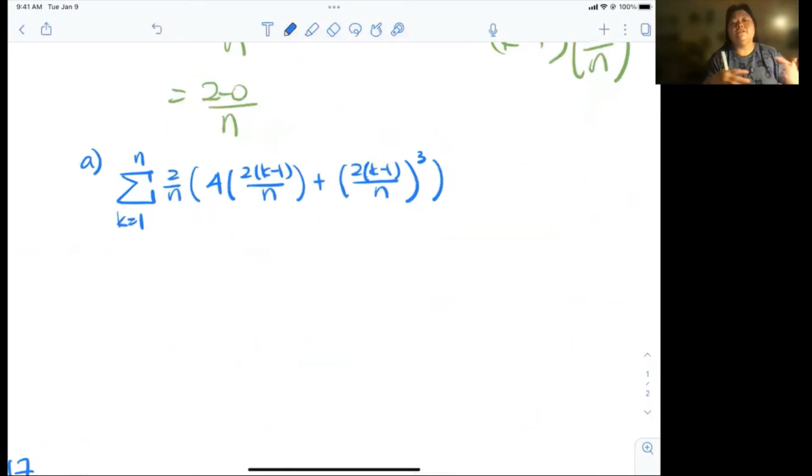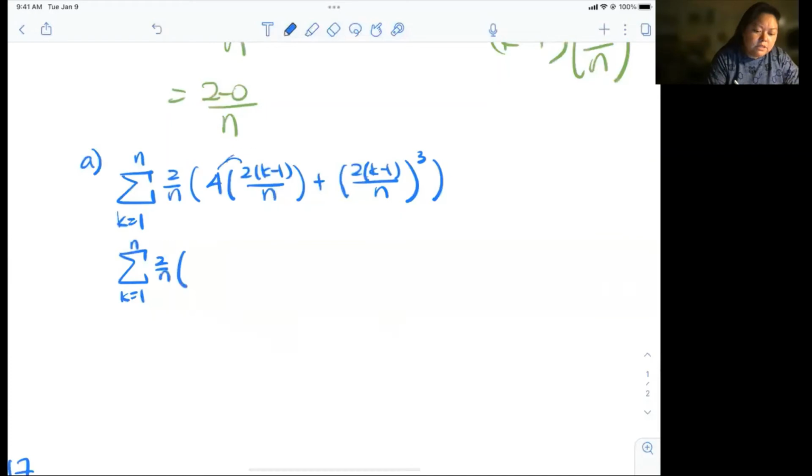What we want to do right now is there's way too many parentheses, right? So let's go ahead and clean this up, multiply all this out, distribute, and see if we can get this to be a little bit cleaner, okay? All right, don't forget your sigma. The 2 over n is outside. I'm going to deal with the inside first. So 4 times 2 times k minus 1, that gives me 8k minus 8 all over n.